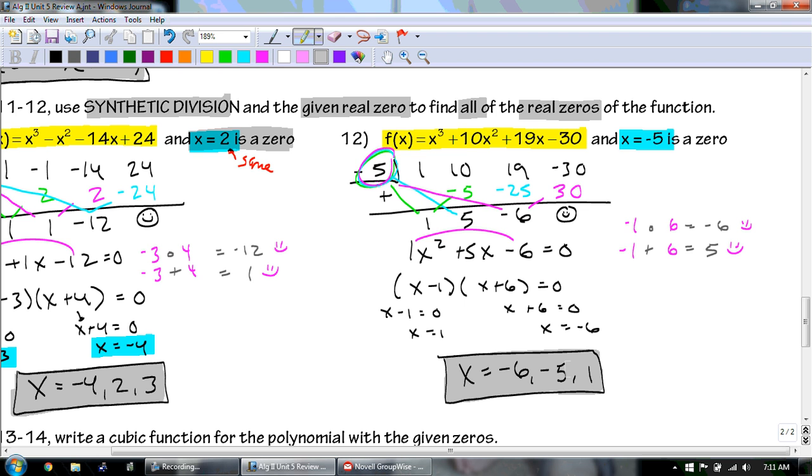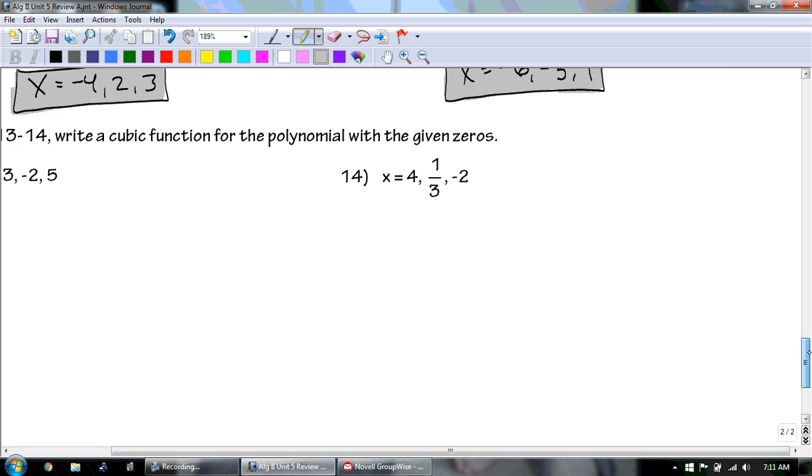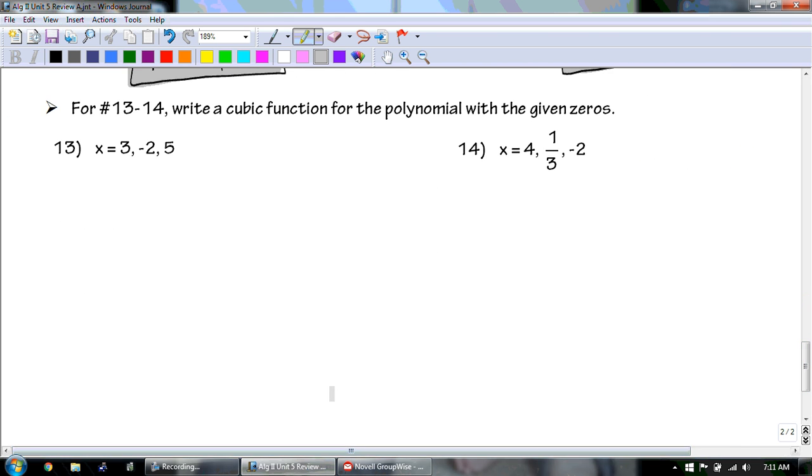Woo! Almost done. 2 more. Okay, so for 13 and 14, they want us to write cubic functions for the polynomial with the given zeros. I have 1, 2, 3 that I need to write. And remember that we take the opposites, so instead of it being x plus 3, it's going to be x minus 3. X minus 2 would be x plus 2, and then the 5 would be x minus 5.